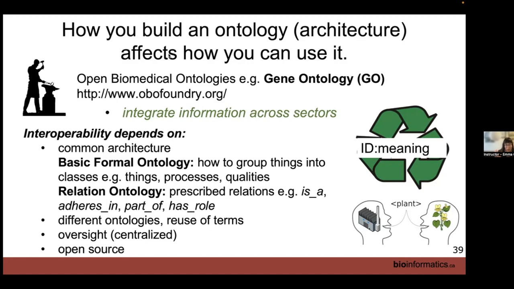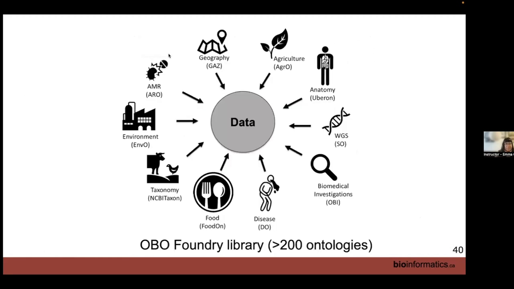And so the OBO Foundry is a trusted source for ontologies, for curating and standardizing a whole bunch of different genomic epidemiology data types. In fact, there are over 200 different ontologies in the Foundry that cover all kinds of domains of knowledge, from taxonomy to environments, food, geography, anatomy, disease. There are loads. I just mentioned a few, but I invite you to explore the ontologies that are in the OBO Foundry.